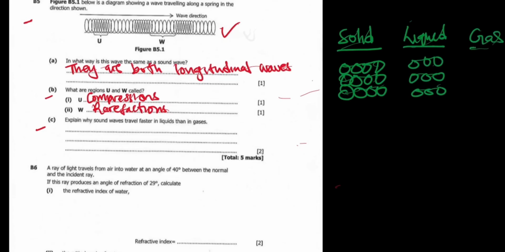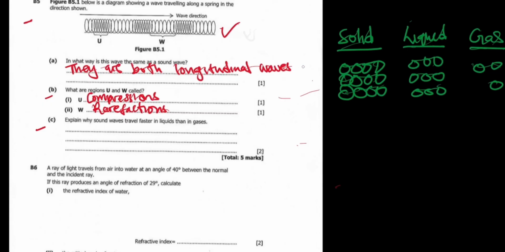And when you look at the gas, particles are arranged in this manner. So sound travels when particles vibrate. They try to pass on that sound energy to the neighboring particles, and the neighboring particles pass on that energy through vibrations to the neighboring particles, and that's how sound is transferred.